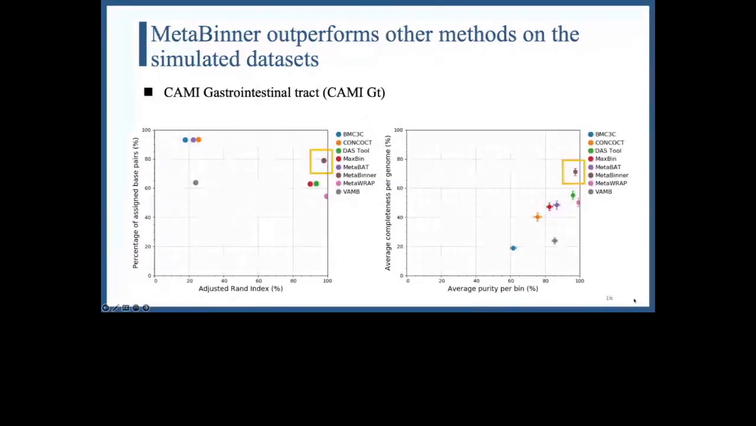Take the CMI-GT as an example for analysis. Among the binners with the highest ARI, MetaBinner assigns the most base pairs among all the binners. MetaBinner achieves the highest average completeness of all predicted bins. Its average purity is close to those of the binners with the highest average purity.